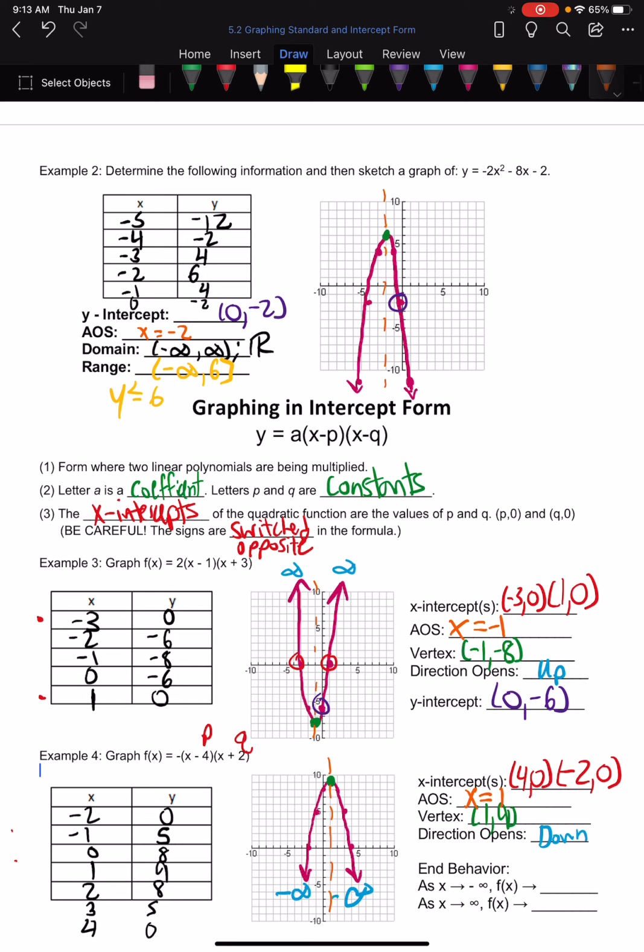And we've already talked about our end behavior. In both cases, as x approaches negative infinity, our function is approaching negative infinity. And as x approaches positive infinity, our function still approaches negative infinity. And remember, your end behavior for a parabola should be the same in both directions.